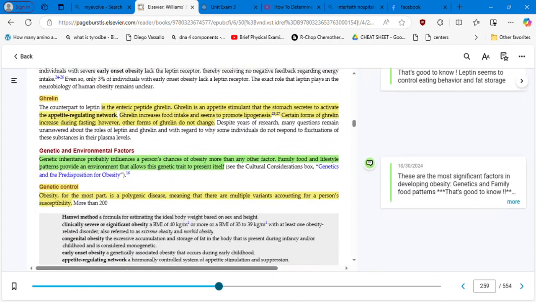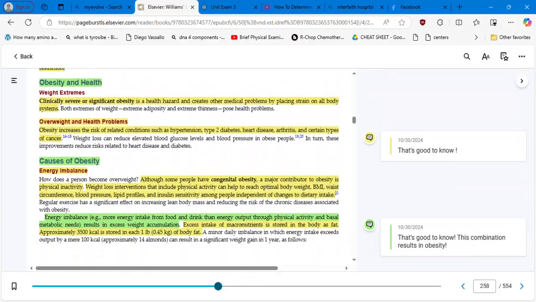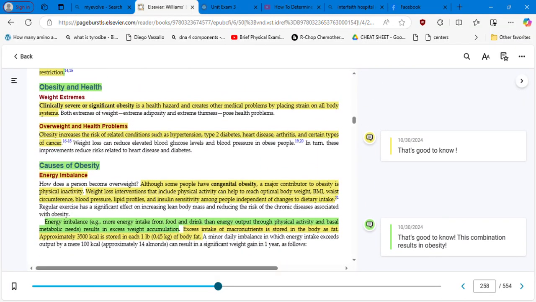So we are going to stop here, and when we come back, we are going to speak about the causes of obesity.